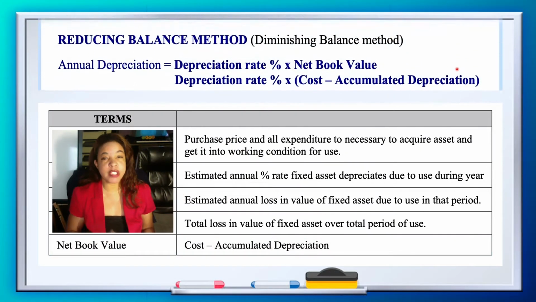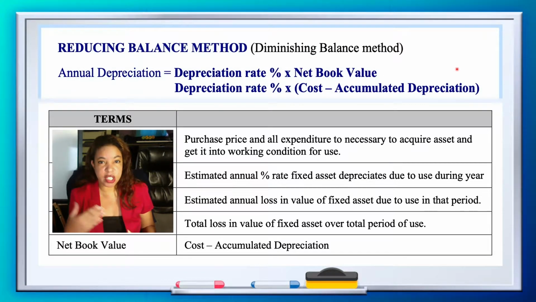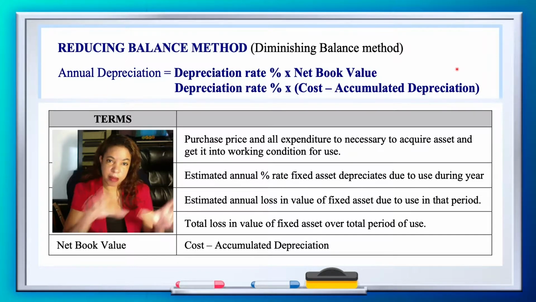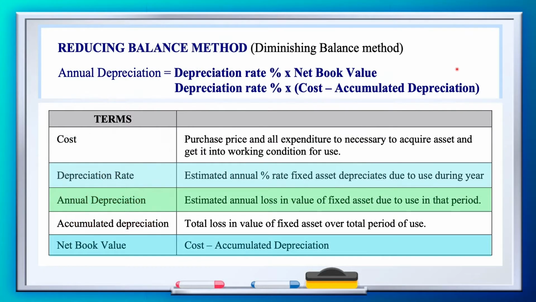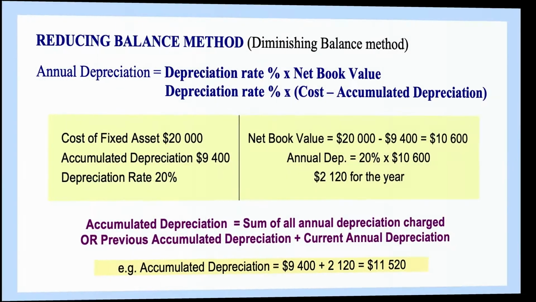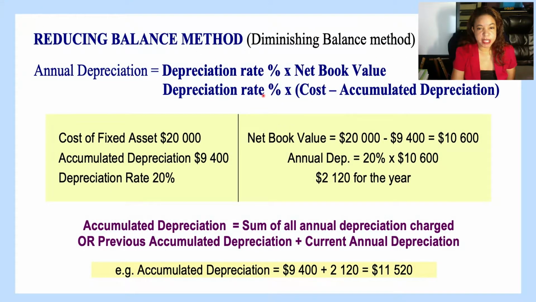So basically, the reducing balance method does not use the cost as the figure for the percentage multiplied by cost. It is the net book value, which means that we will have to deduct or subtract the accumulated depreciation to get the net book value, and then we will use the depreciation rate to calculate the annual depreciation. So as you see there, depreciation rate percentage multiply, and this is the long formula which takes into account how we find the net book value: cost minus accumulated depreciation.